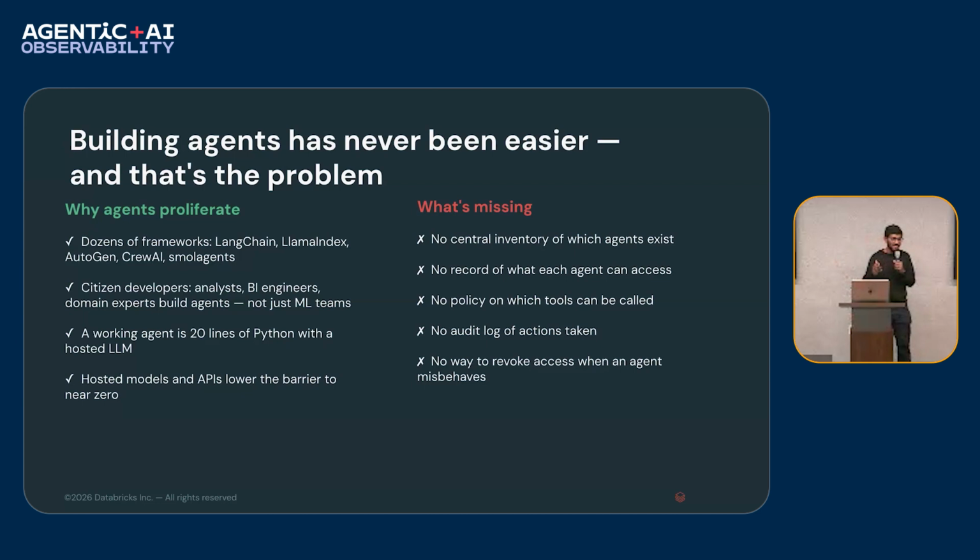There is no single place to discover all of these agents. There is no place to see who accessed what information, what tool, and what data. There's no policy, no guardrails, no audit logging anywhere. That's not standard across the board. And if agents are misbehaving, how do I know I need to go and revoke access? I don't want this agent to work on behalf of me.